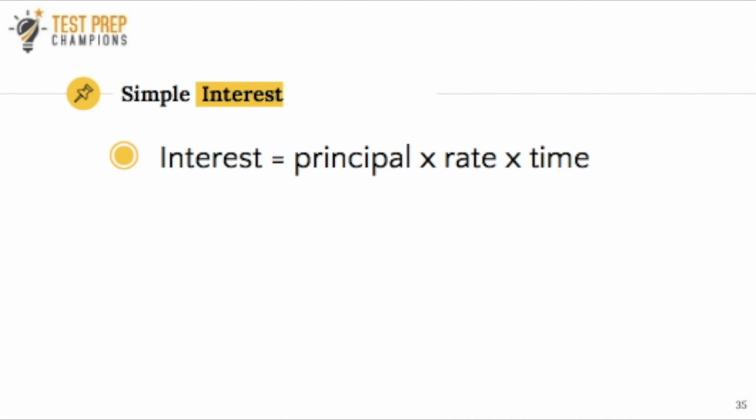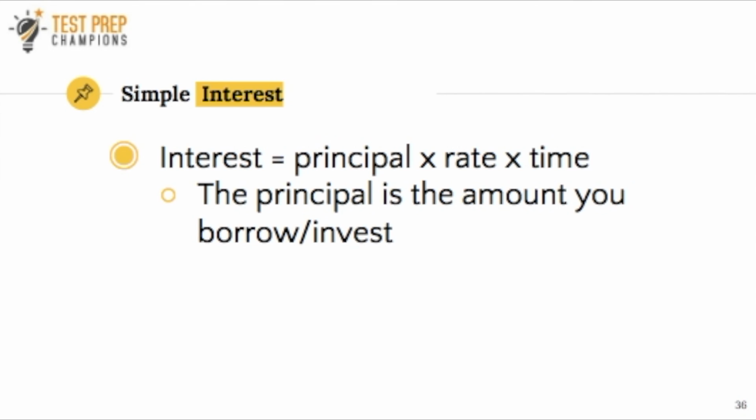So another type of question on the test would be simple interest questions. The formula for simple interest is not one that you'll have to memorize. This simple interest formula is going to be given to you on your formula sheet. However, let me explain it right now. The formula goes like this: interest equals principal times rate times time. So what is the principal? Well, the principal is the amount that you borrow or invest, however you want to say it. It's the amount that you invest or the amount that you borrow.